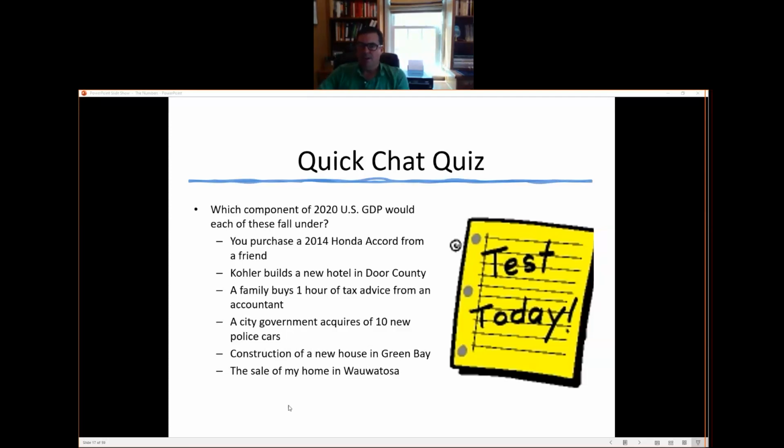My current home that I'm sitting in right now in Wauwatosa was built in, I think, 1931, so during the Great Depression. But it won't be in GDP again, though. It was in GDP then. We actually did build an addition many years ago, or if I remodel, of course, that's in GDP, but not the house. It's in GDP the year it's constructed.